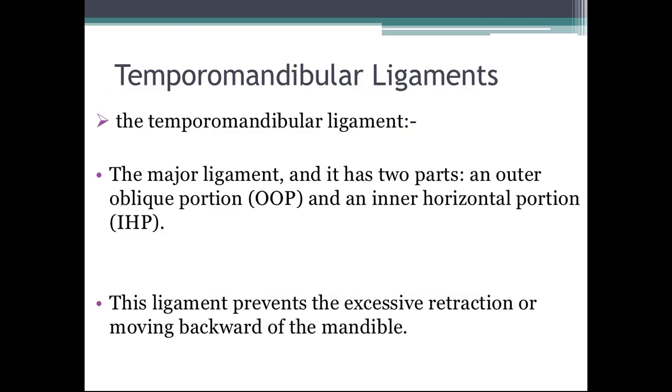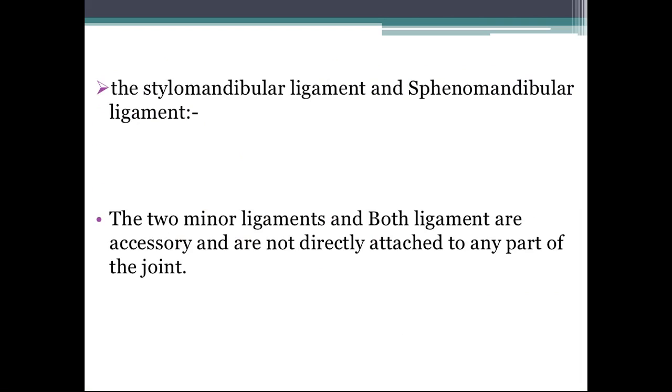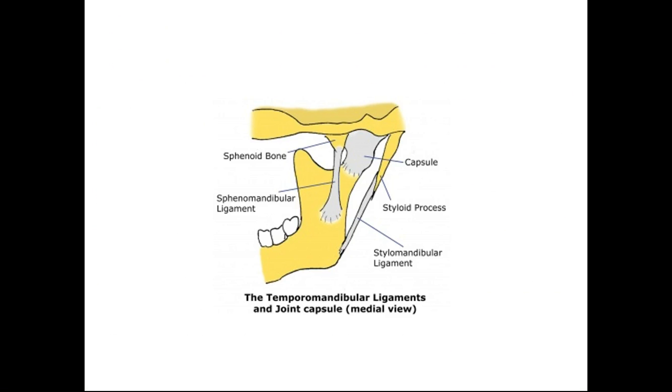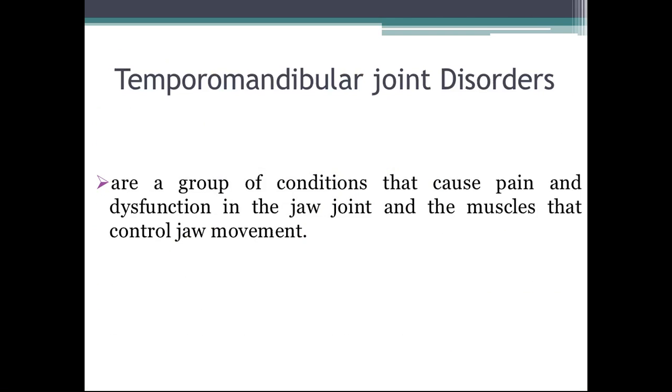Temporomandibular ligament, which is the major ligament, has two parts, an outer oblique portion and an inner horizontal portion. This ligament prevents excessive retraction or moving backward of the mandible. The stylomandibular ligament and the sphenomandibular ligament are the two minor ligaments, and both are accessory and not directly attached to any part of the joint. Medial view of temporomandibular ligaments and joint capsule showing sphenomandibular and stylomandibular ligaments.